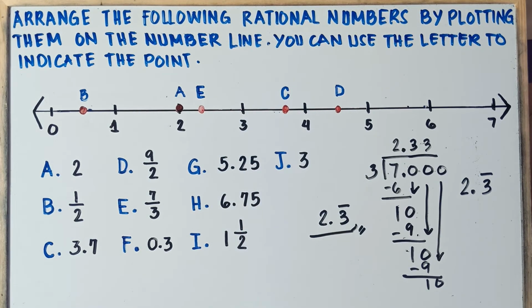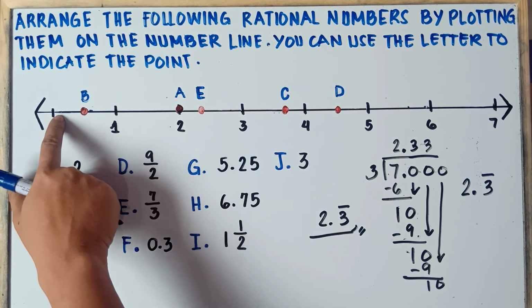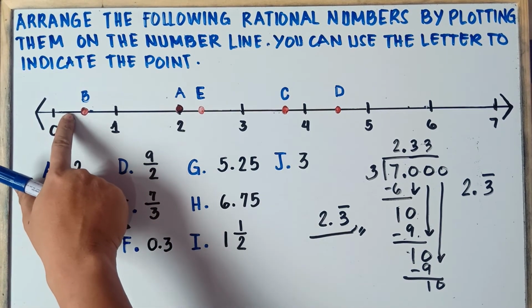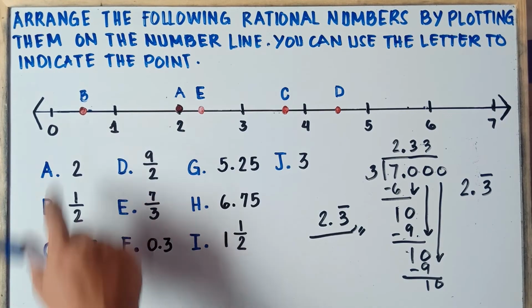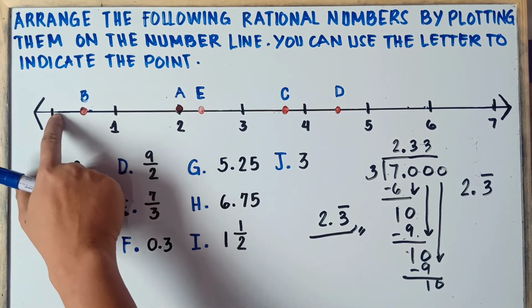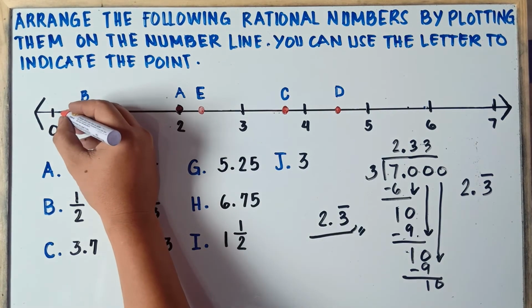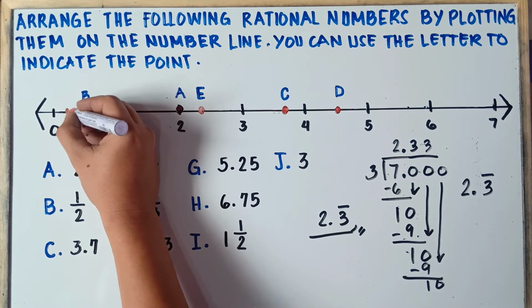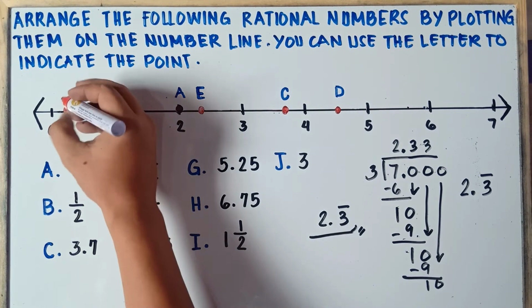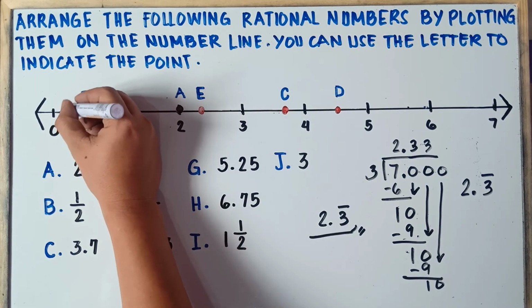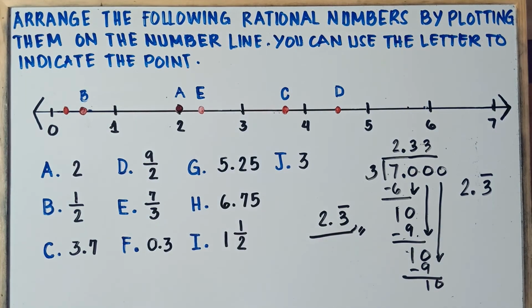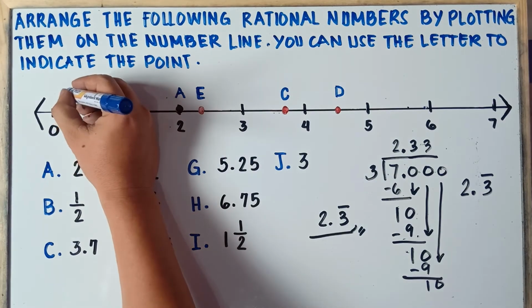Alright, so letter F, 0.3. So once again, for 0 to 1, we have 0.1, 0.2, 0.3, 0.4, 0.5. So this one right here, 0.3. Once again, class, simply estimate, class. That's okay, class. 0.3, and this will be letter F.